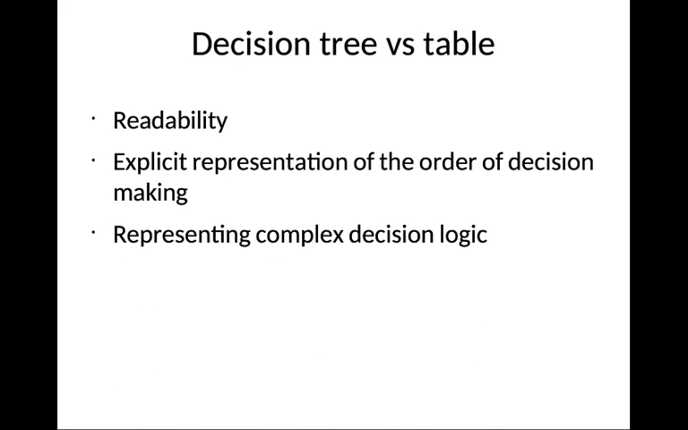Then third is representing complex decision logic. Decision trees become very complex to understand when the number of conditions is increased and the actions that are to be taken is increased to a level, then decision tree will be very difficult to understand. So in those cases, the decision table format will be better. In order to represent this complex decision logic, it will be better to use this decision table format.